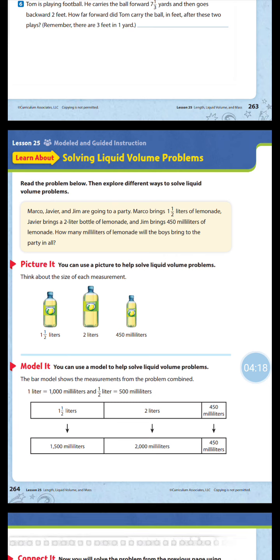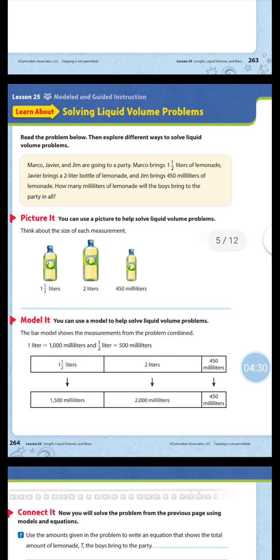Marco, Javier, and Jim are going to a party. Marco brings 1 1/2 liters of lemonade. Javier brings a 2-liter bottle of lemonade. And Jim brings 450 milliliters of lemonade. How many milliliters of lemonade will the boys bring to the party in all?